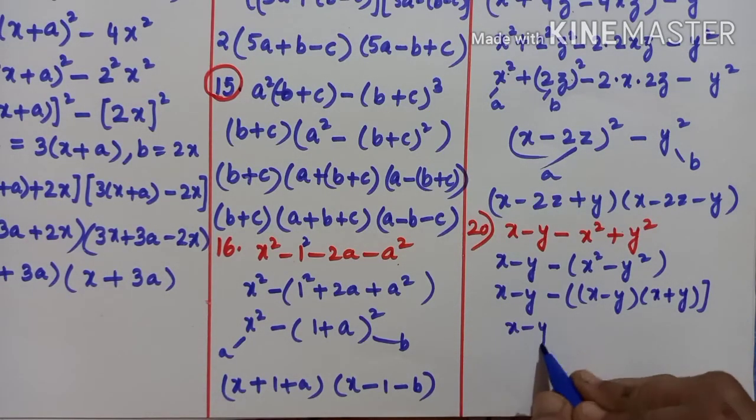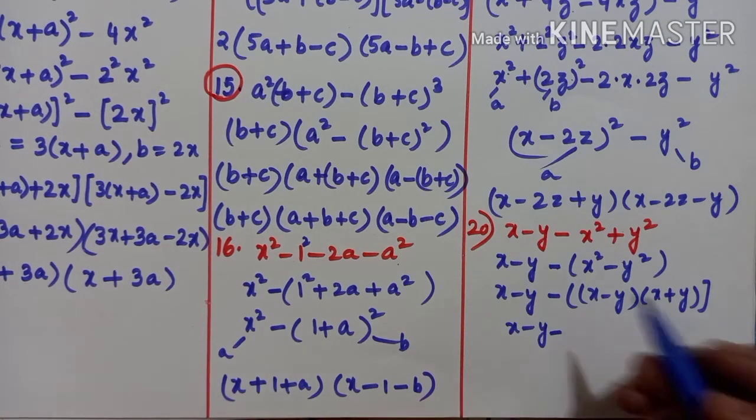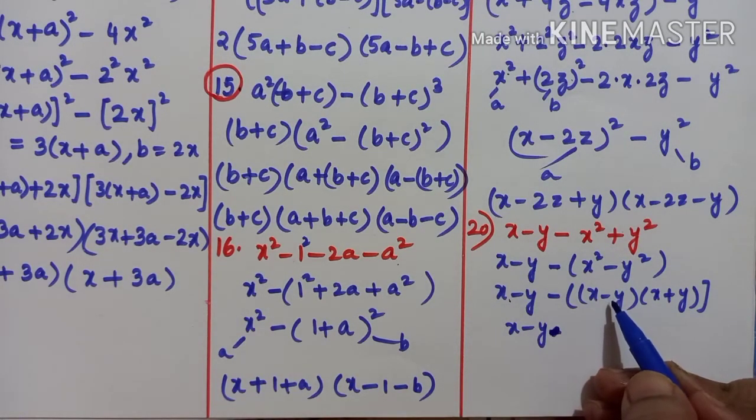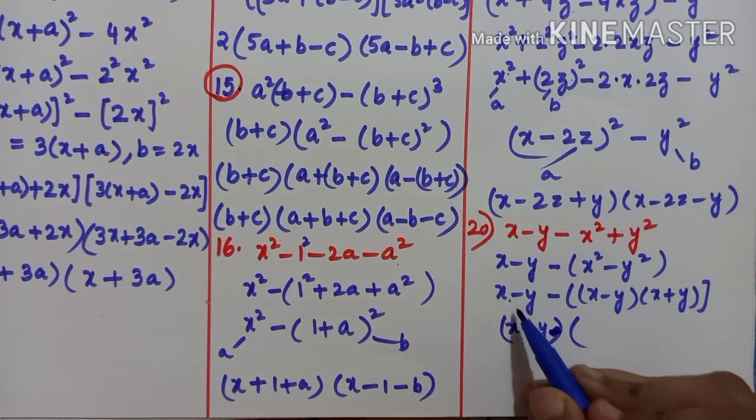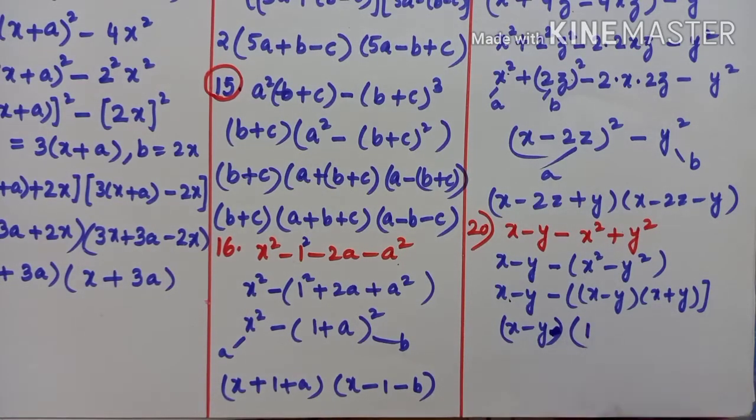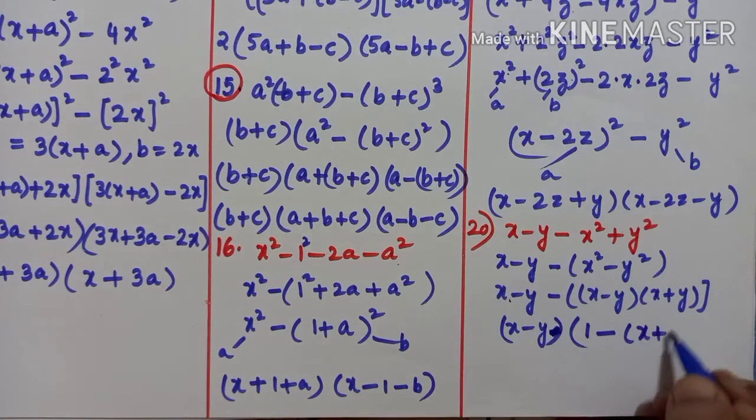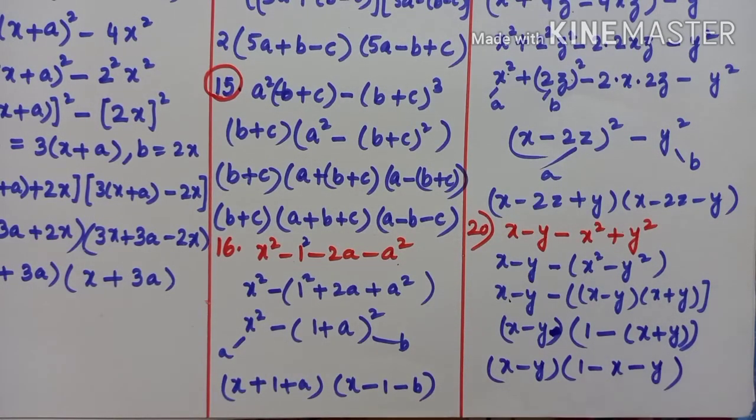Now after that x minus y, then minus, here you can see this is actually not minus, because x minus y you can take common, outside of the brackets. Inside the bracket, x minus y already taken outside, so 1 will remain, then x plus y will remain. Now if you open the brackets here, x minus y, then 1 minus x, minus into plus minus y. So you got x minus y into 1 minus x minus y.